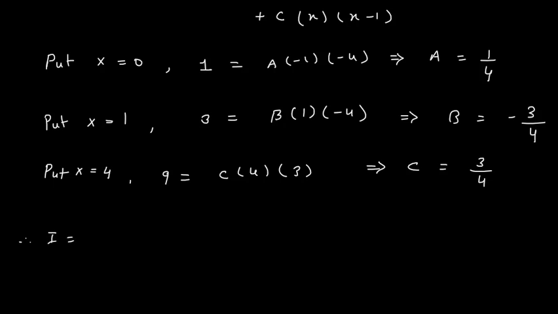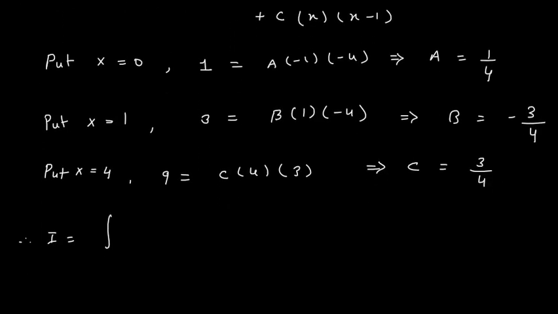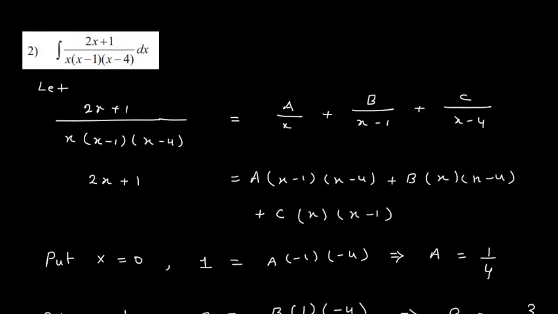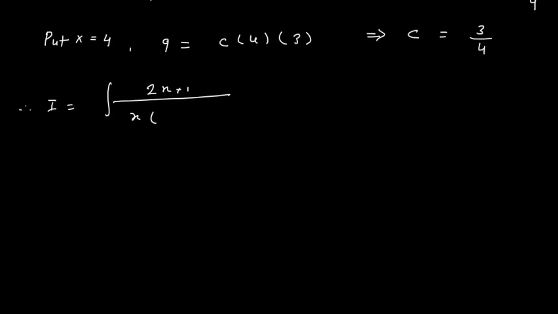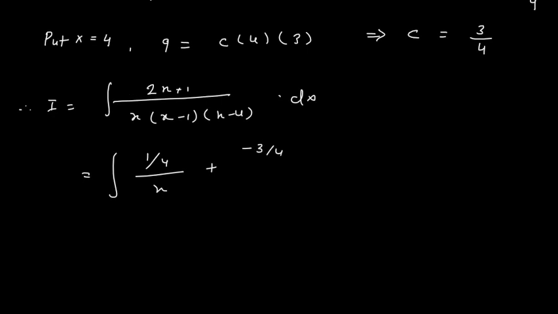So therefore your integration I, which is (2x plus 1) divided by x into (x minus 1) into (x minus 4) dx, this will become a, that is 1 upon 4 divided by x, plus b, that is minus 3 upon 4 divided by (x minus 1), plus c, that is 3 divided by 4 upon (x minus 4), into dx.